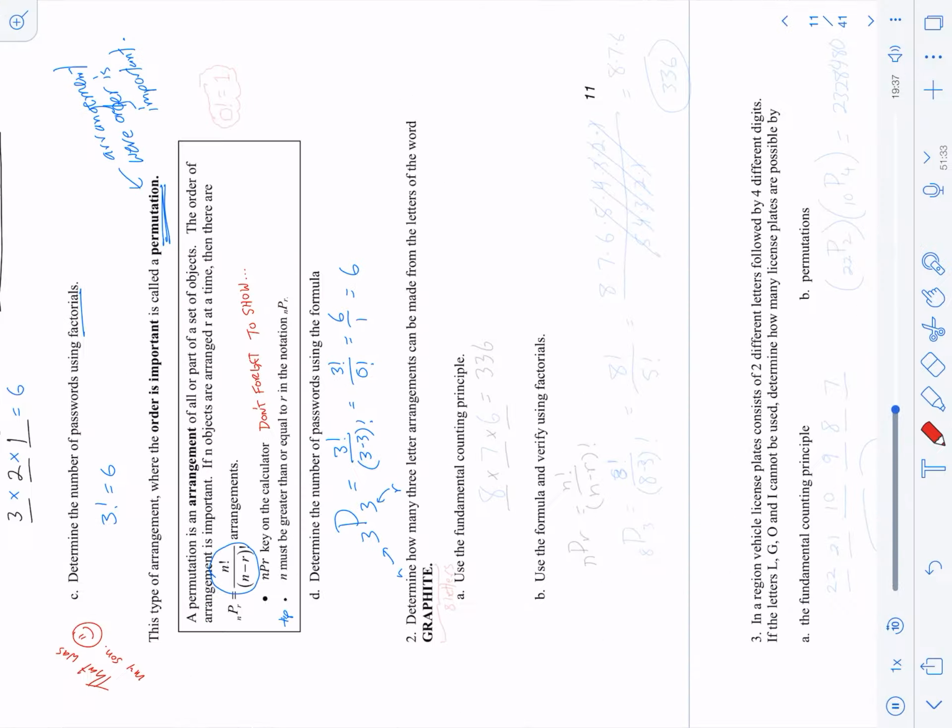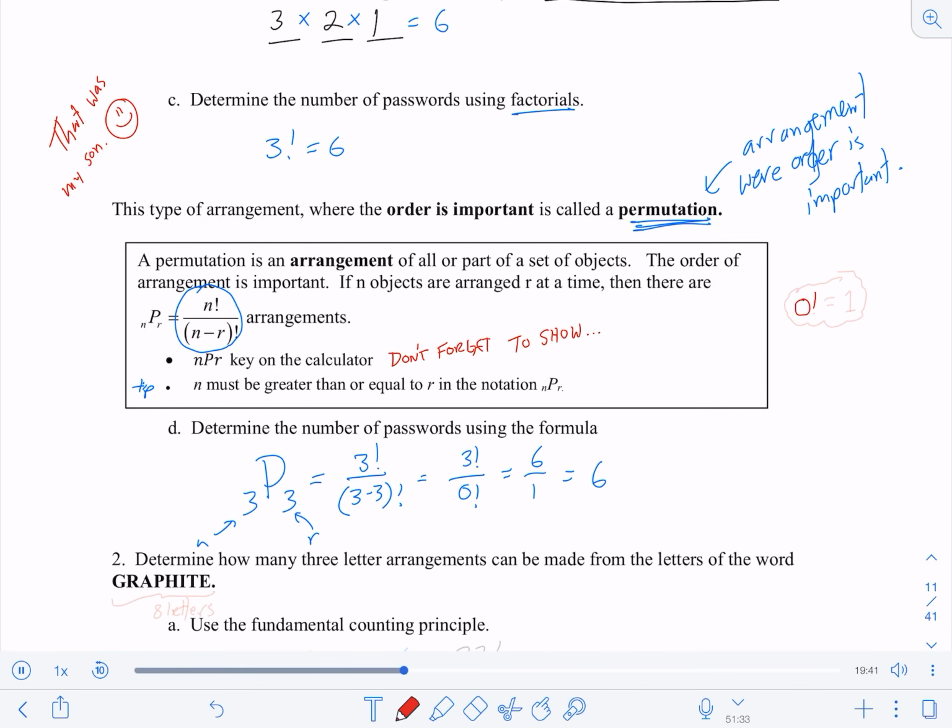Now, if this is the first time you're hearing that, there's a math fact that we need to remember. You can even try that in your calculator. It's this weird fact we have to accept to make this work. 0 factorial is just 1.